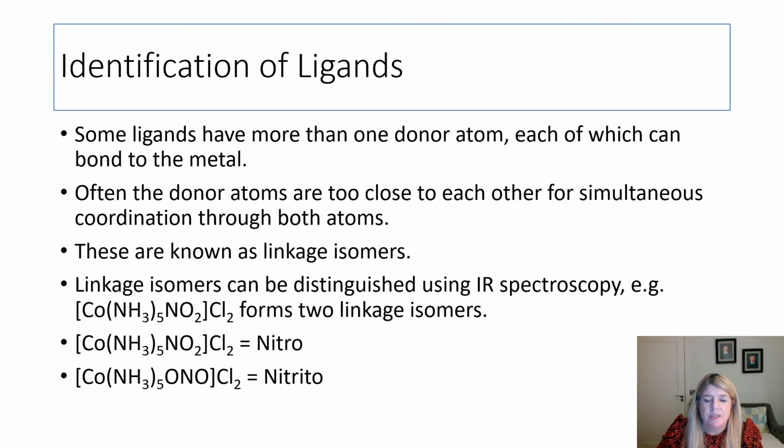So just in the infrared example, some ligands have more than one donor atom, each of which can bond to the metal. Often the donor atoms are too close to each other for simultaneous coordination through both atoms. So these are known as linkage isomers. I've shown you them on the previous slide. So the linkage isomers of this cobalt can be the nitro or the nitrito.